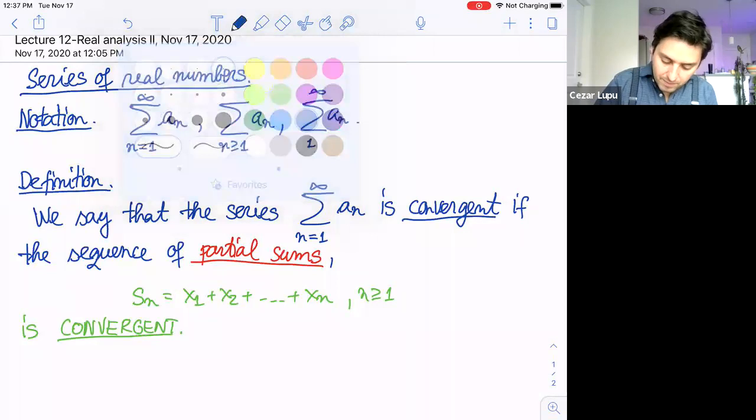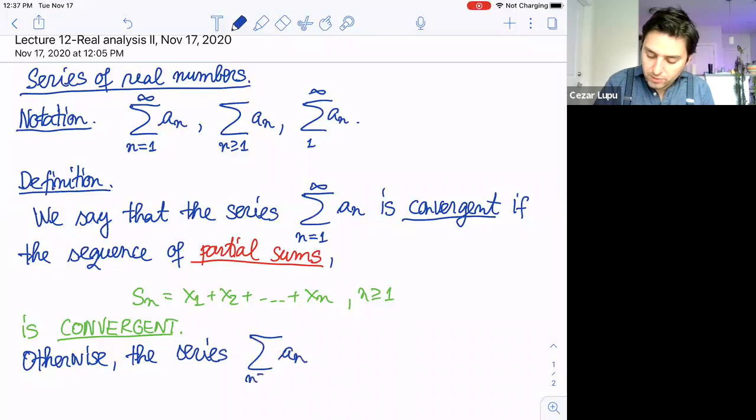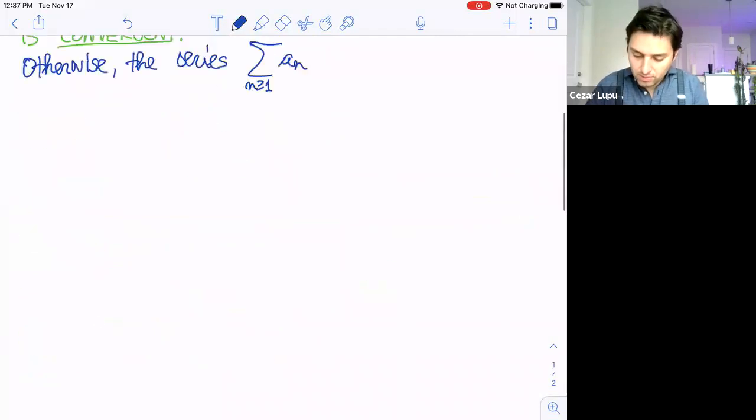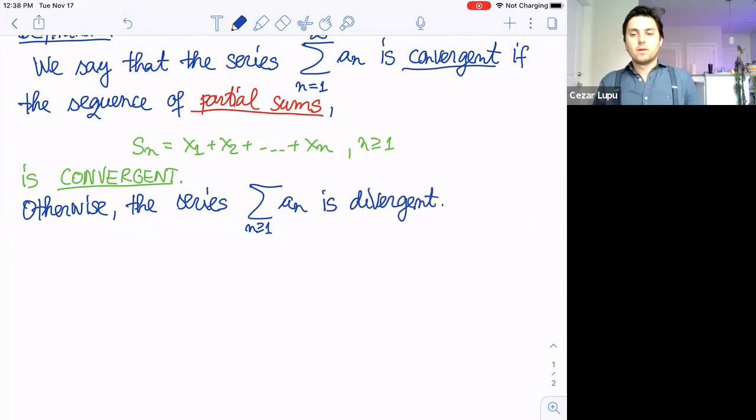Otherwise, the series is divergent. If the partial sum sequence diverges, then the series is divergent. Okay. All right.